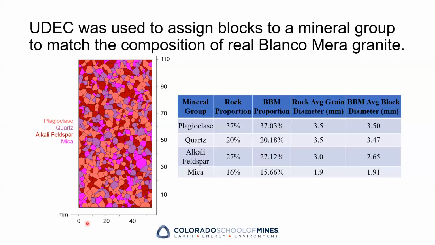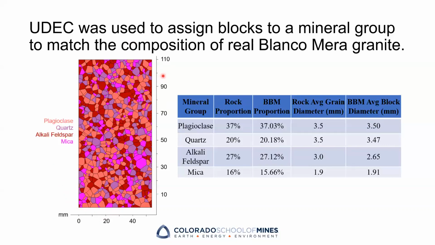In addition, my goal was to match the mineral composition of the BBM to that of the real rock. So each mineral group was capped once the reported mineral proportion was reached. Therefore, if a subsequent block would be assigned to a mineral group that has already been capped, the calculation would be redone until the block was assigned to a group that had not yet been capped. This image shows the final BBM after all blocks have been assigned to a mineral group.